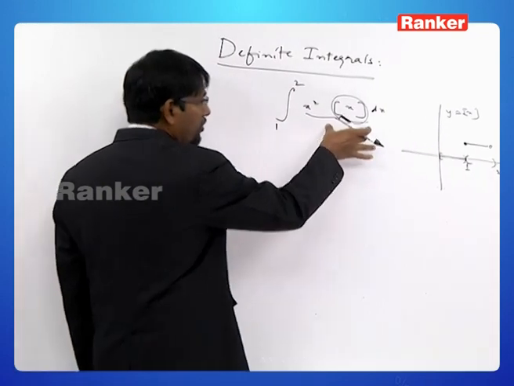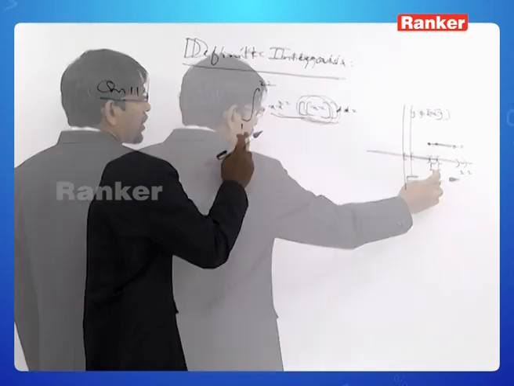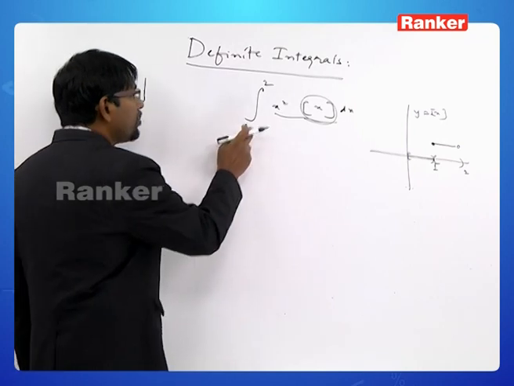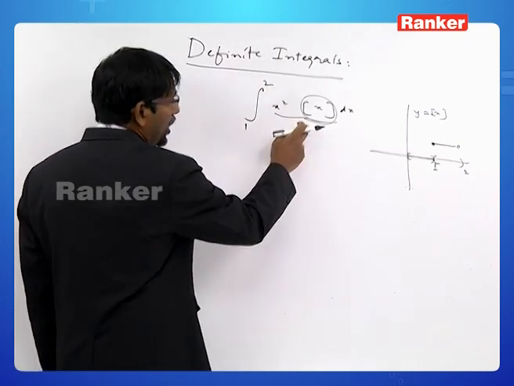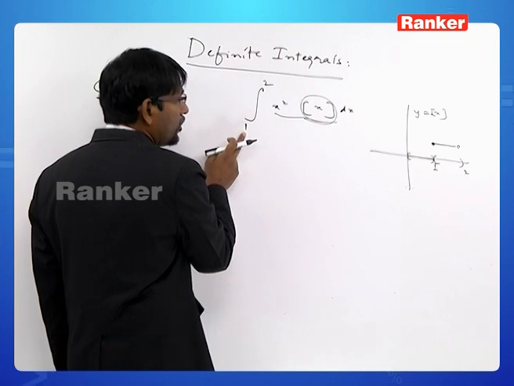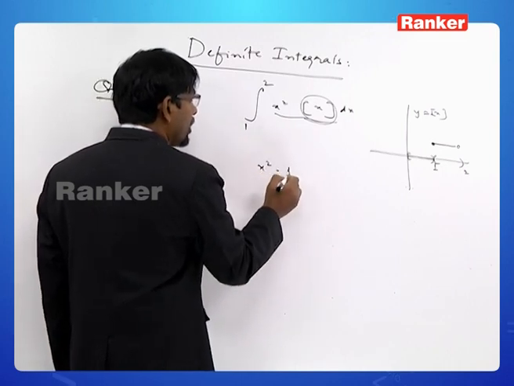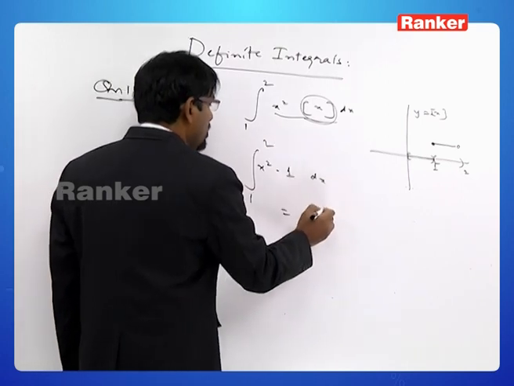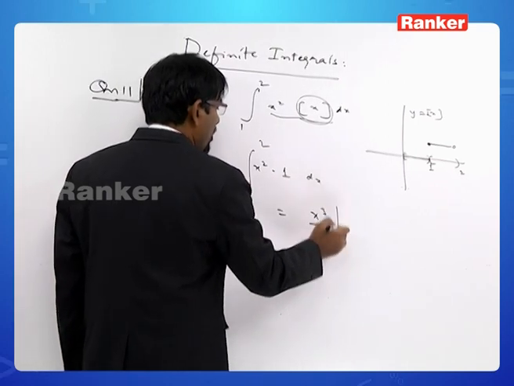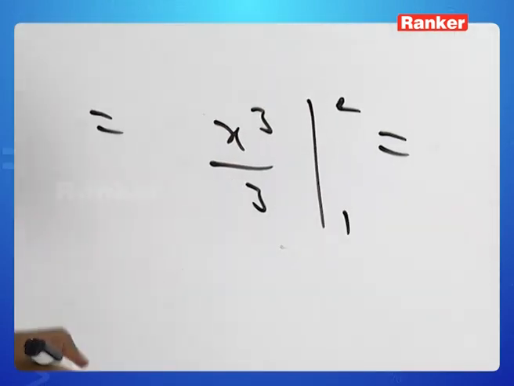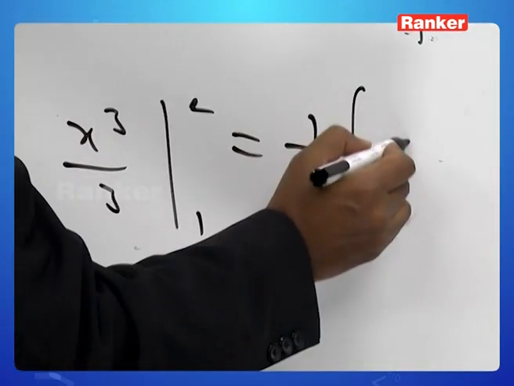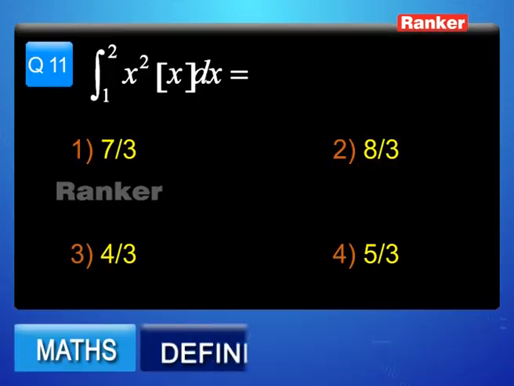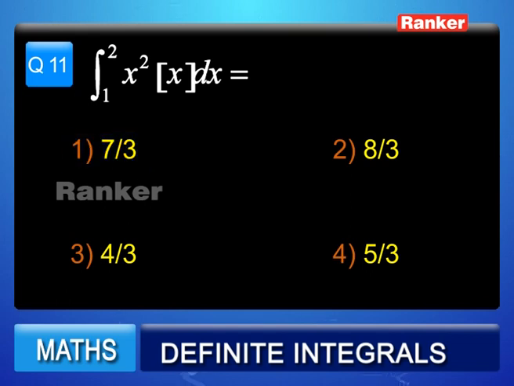Bracket x is a constant function over an interval comprising of the endpoints as integers. So here we have the endpoints as integers, and therefore bracket x behaves as the lower end value. So x square into 1 dx, 1 to 2, and that is x cube by 3, it's clear, 1 to 2. So 1 by 3 into 8 minus 1, that is 7 by 3, and the answer is clearly seen in the option 1.